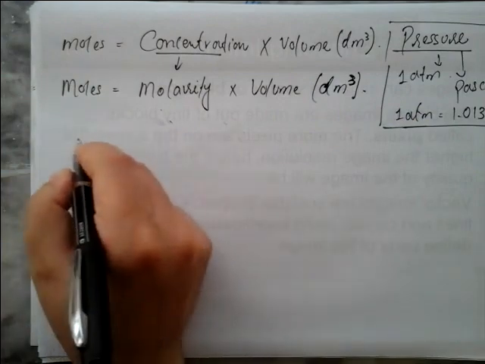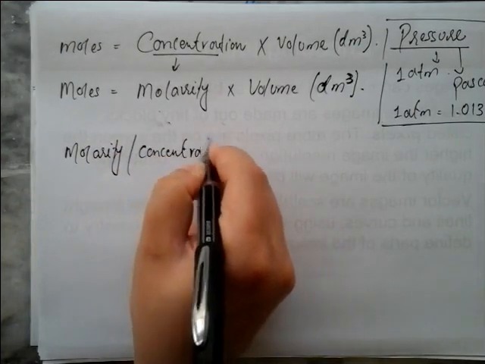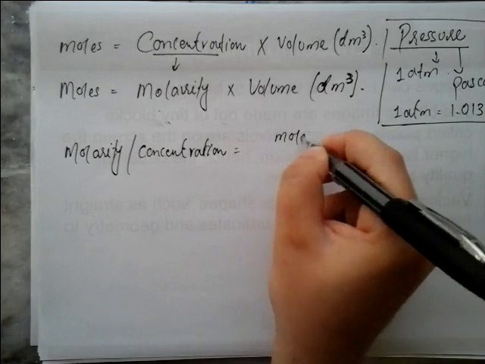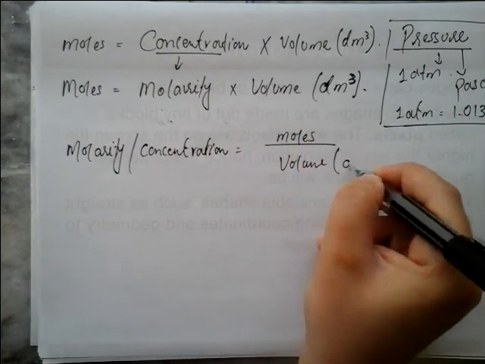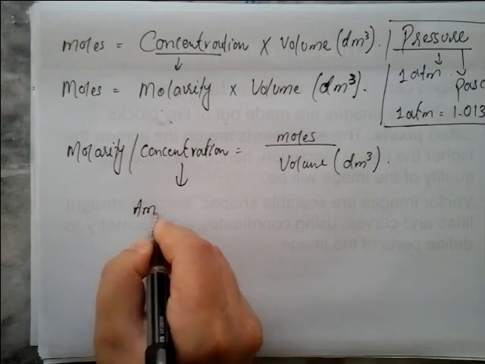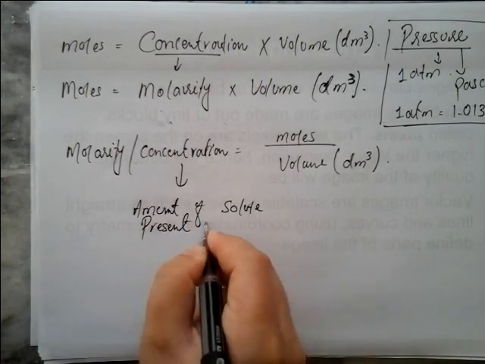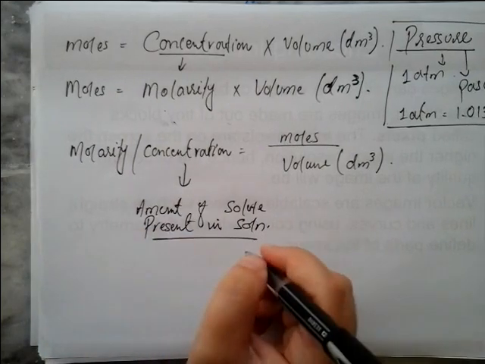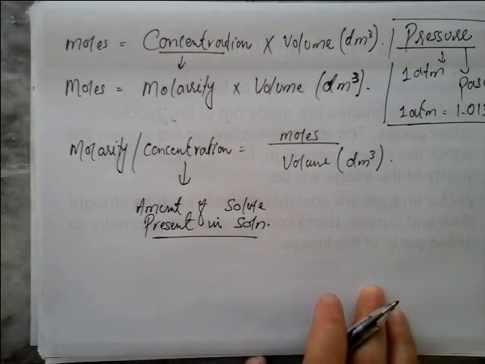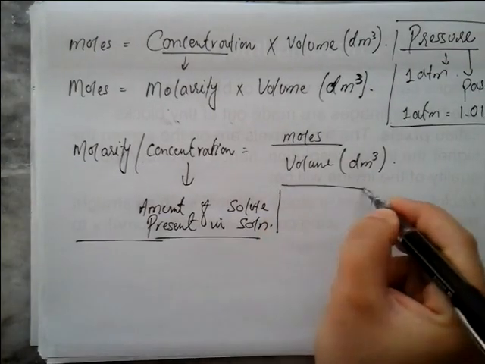So you can also find the molarity of any solution, or concentration of any solution, which is equal to moles over volume, usually taken in decimeter cube. Is that clear? Now what is concentration? Concentration is the amount of solute present in solution. Is that clear? This can be defined as concentration or molarity. Molarity or concentration can be defined as the amount of solute present in solution, and this formula is moles over volume. So from this perspective, we will calculate the moles of solution.